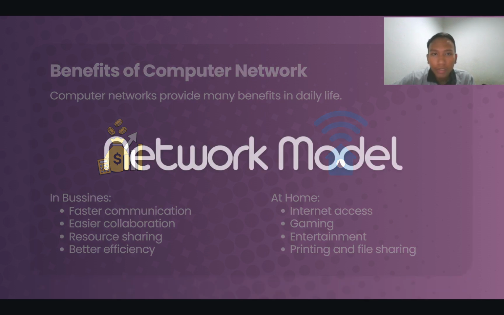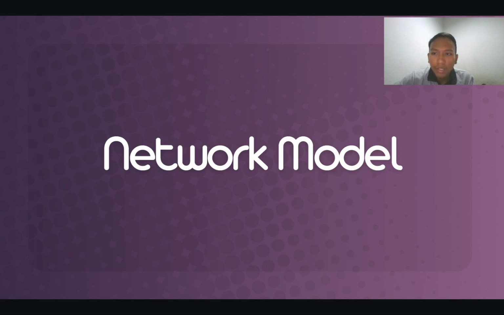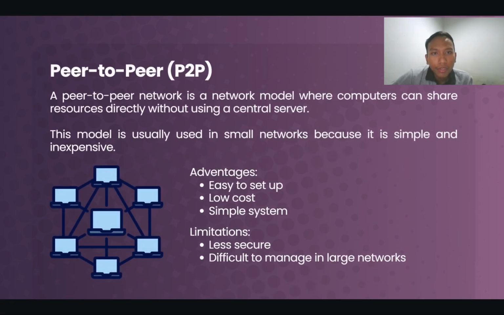The next one, network models. In this section, I will explain the basic network models commonly used in computer networking systems. The first one is peer-to-peer network, or we can call it P2P. It's a network model where computers can share resources directly without using a central server. This model is usually used in small networks because it is simple and inexpensive.